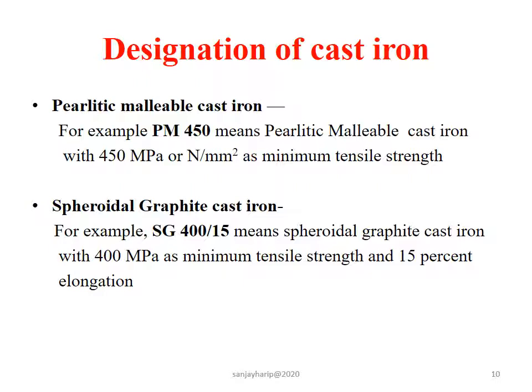Then we'll go to another type of cast iron, that is SG400/15. SG stands for spheroidal graphite cast iron. 400 MPa is the tensile strength of this cast iron and 15 indicates 15% elongation.